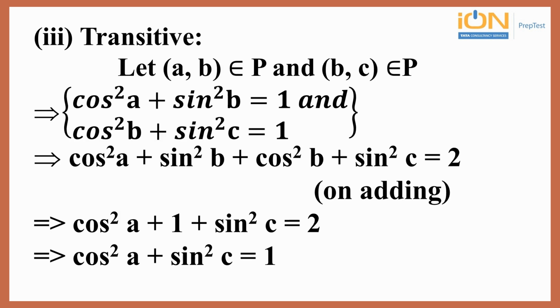Now, the transitivity: whenever (A, B) belongs to P and (B, C) belongs to P, we have to show that (A, C) also belongs to P, and the steps go this way.